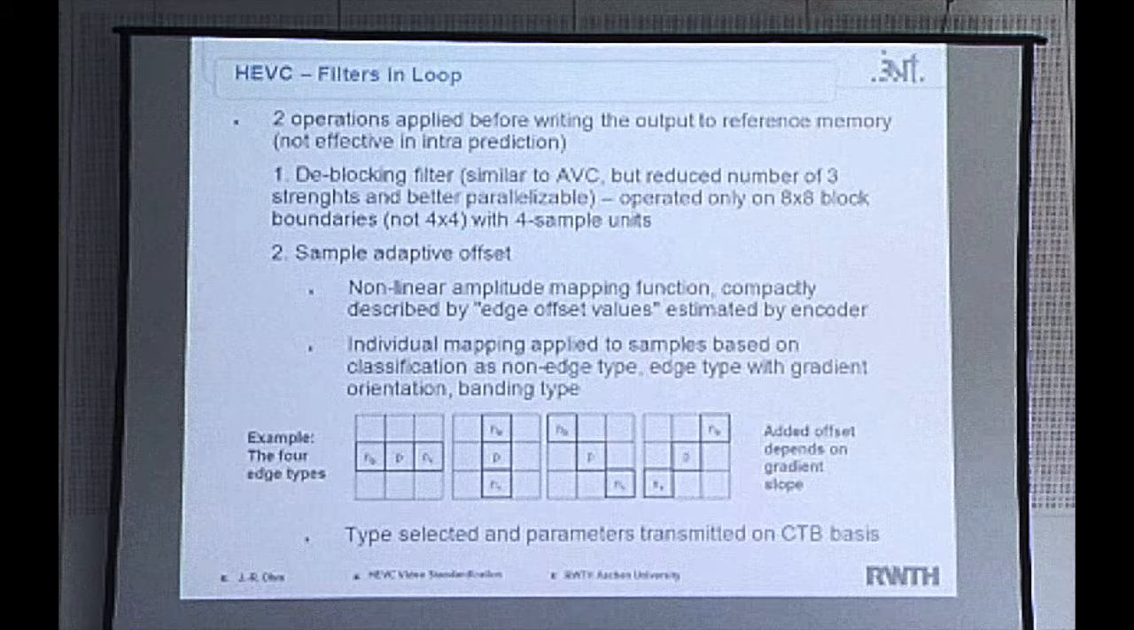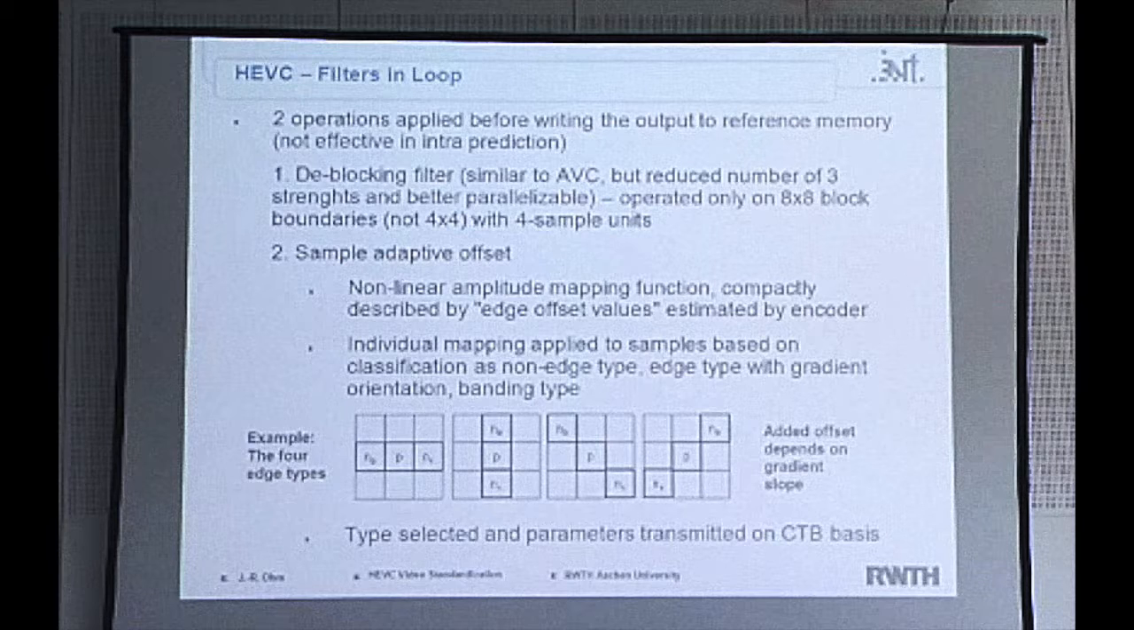After the deblocking, there's another non-linear processing element, which is called sample adaptive offset. Sample adaptive offset is at its core a kind of amplitude lookup operation. It's a kind of lookup table where you can correct the amplitude of the reconstructed value.